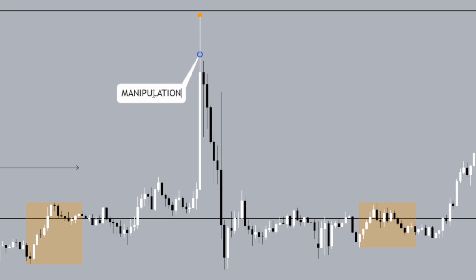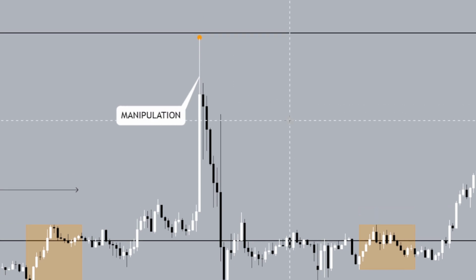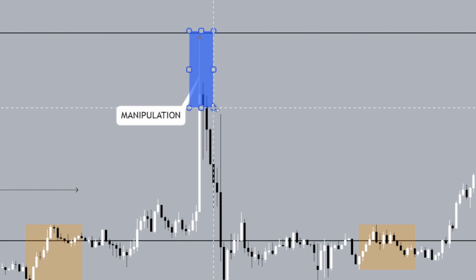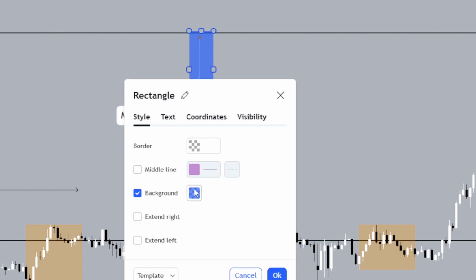Again, what validates the manipulation? What validates the ICT Judah swing? Because the manipulation is the Judah swing, right? This is a common misconception I get with a lot of students. The AMD model, right? The Judah swing corresponds to the manipulation. So this here is an ICT Judah swing, right?